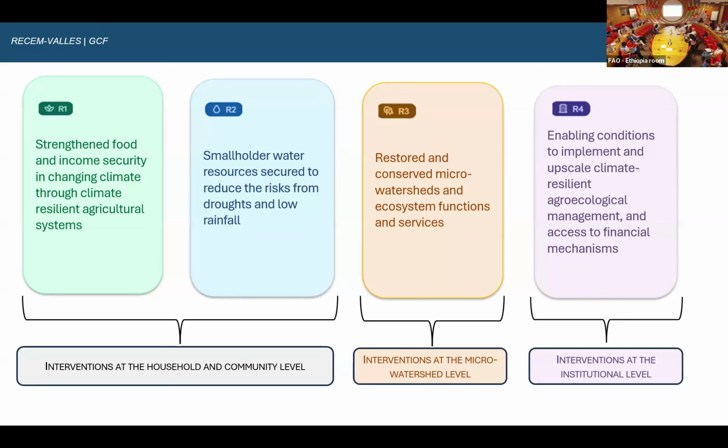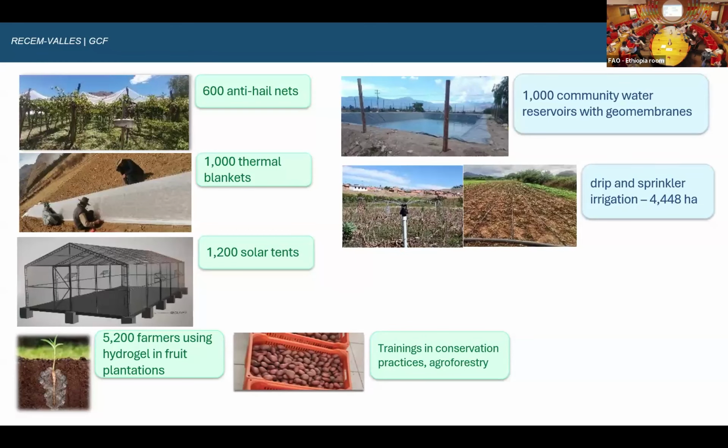Okay, and the first 2 components instead work with the households and the communities. The first one is about basic trainings and the distribution of inputs that aims to improve productivity of the land, and adoption of climate-smart agriculture and agroforestry models. And the second component is about technified irrigation, especially drip irrigation. So these are the technologies that I'm talking about: anti-hail nets, thermal blankets, solar tents. Then we have also hydrogel that is used both for component 1 and component 3 of the project. So also for strengthening the tree growth.